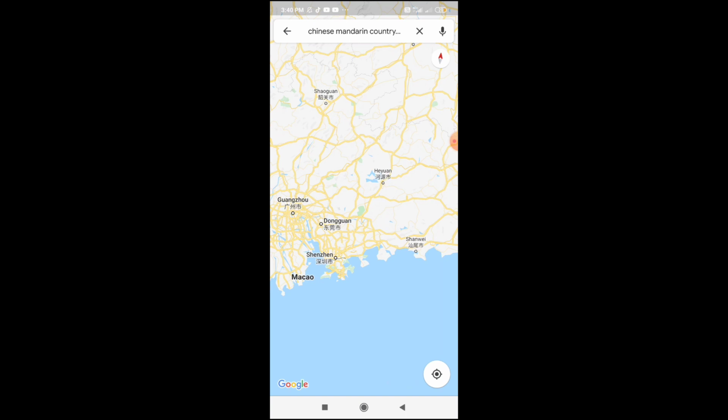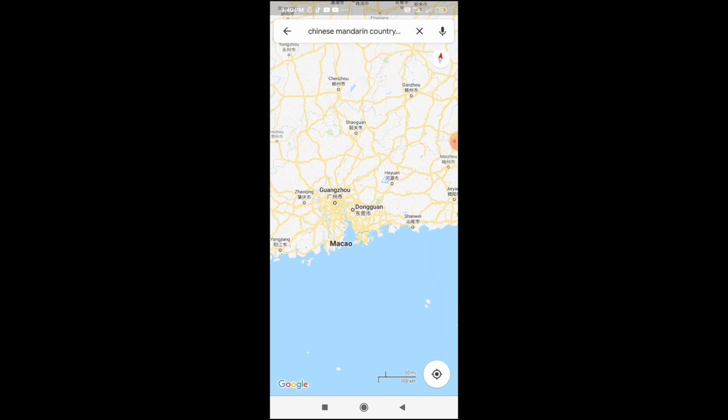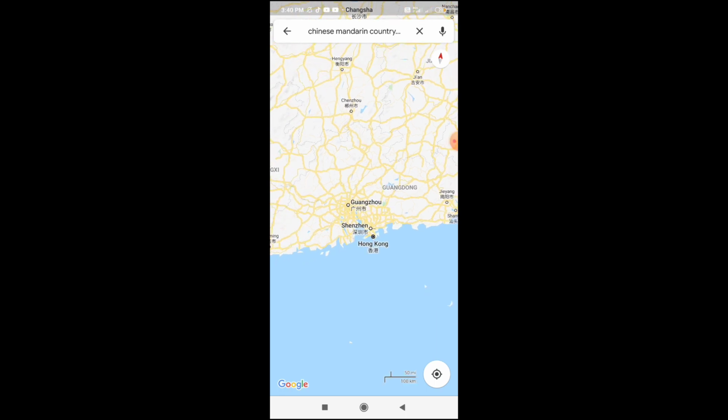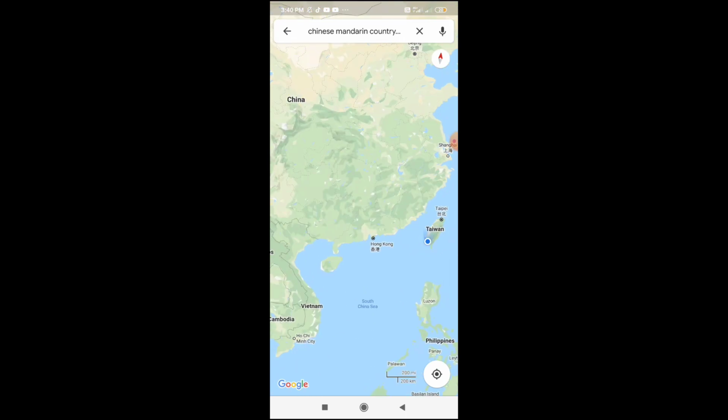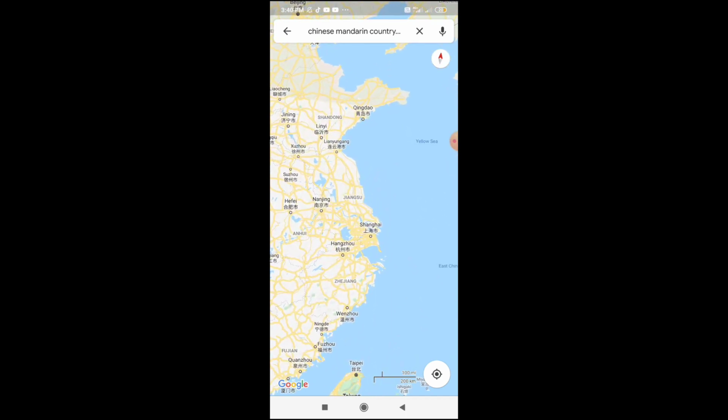So there are a lot of dialects in China. Maybe almost every province in China has its own dialects. Some are easier to understand because they are close to Mandarin, but others are extremely hard to understand. For example, here in Shanghai, they speak Shanghai dialects. It's very hard to understand.